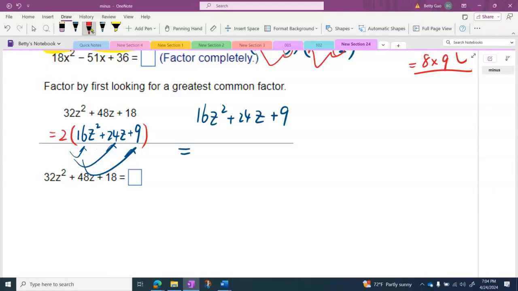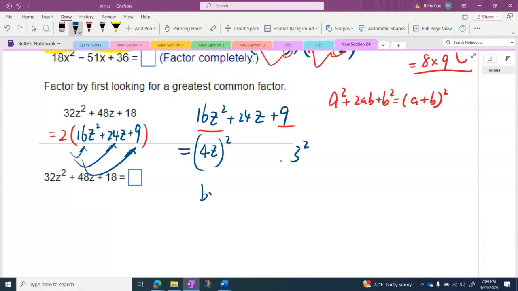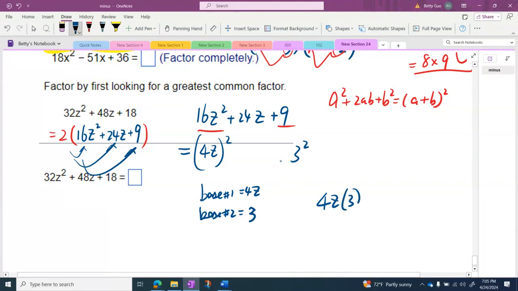And inside the parentheses, we are going to see if we could use this formula. Because the first term is a perfect square, it is 4z to the power 2. The last term is a perfect square, it is 3 squared. So the first base is 4z, second base is 3. If we multiply the two bases together and double it, 2 times 4 is 8, 8 times 3 is 24z. So yes, this is a perfect square trinomial.